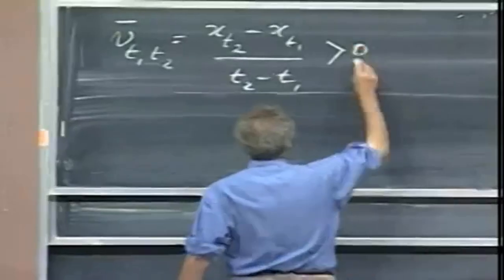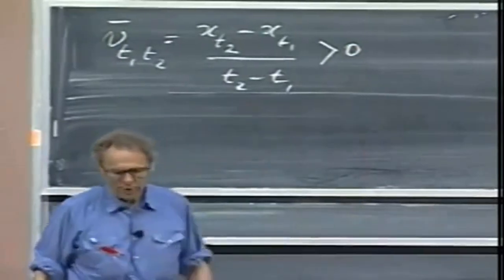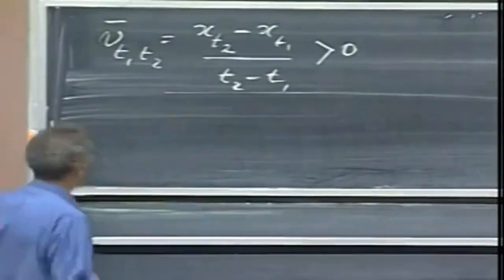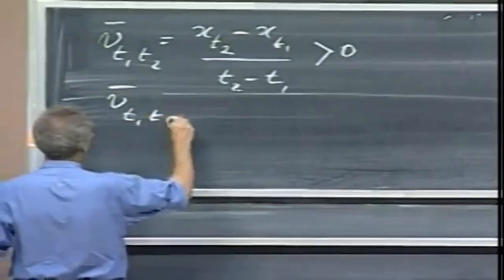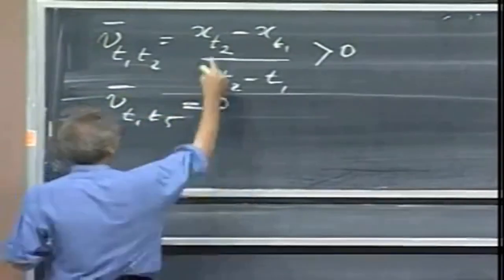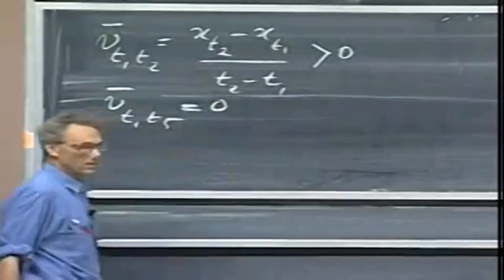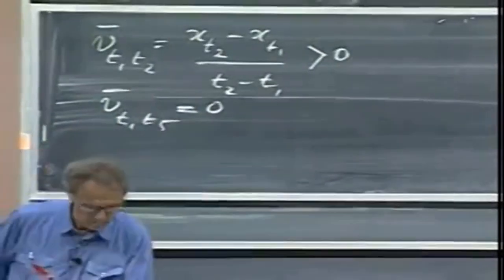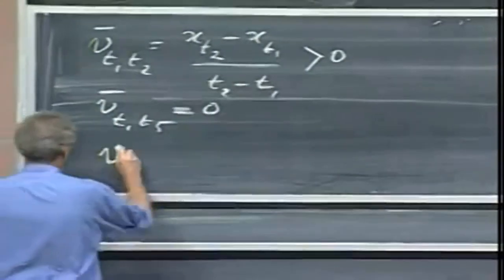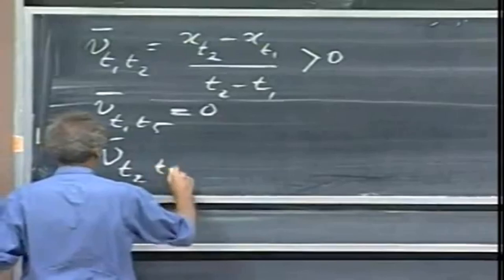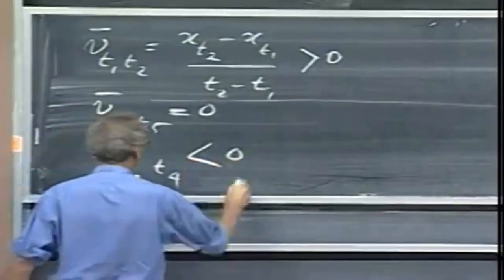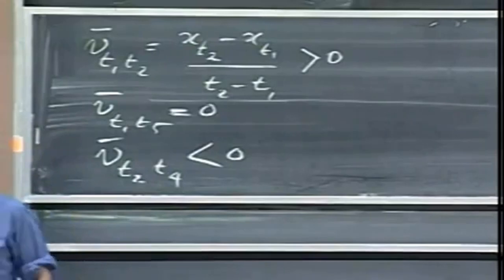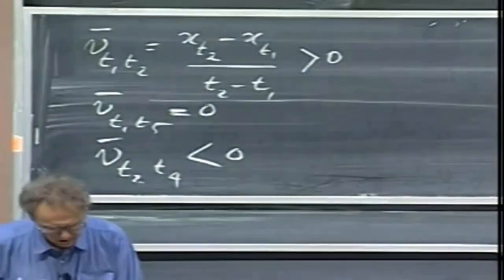In our case, because of the way that I defined the increasing value of x, this is larger than 0. However, if I take the average velocity between t1 and t5, that would be 0 because they are at the same position. So the upstairs is 0. If I had chosen t2 and t4, average velocity between time t2 and t4, you would have seen that that is negative because the upstairs is negative.